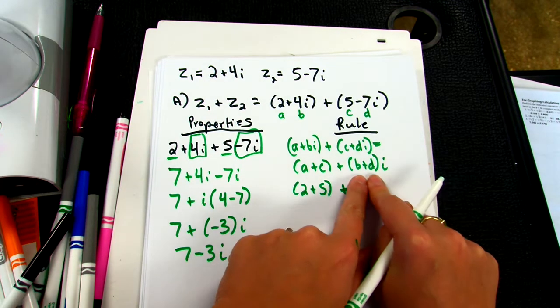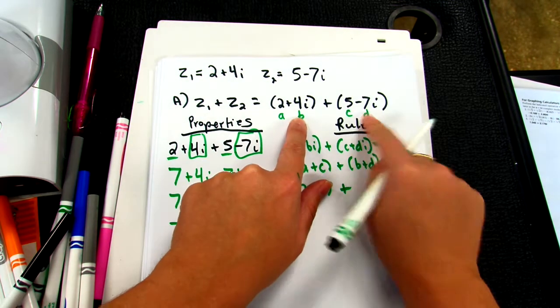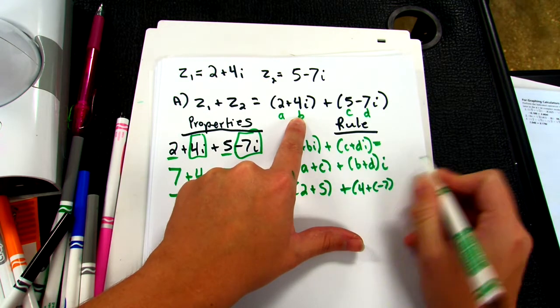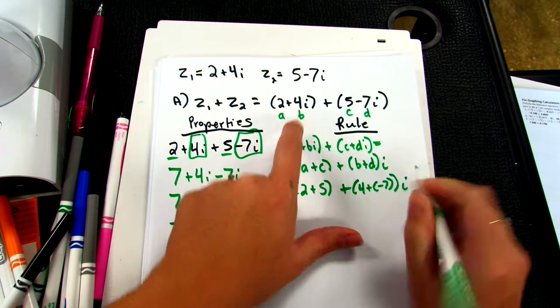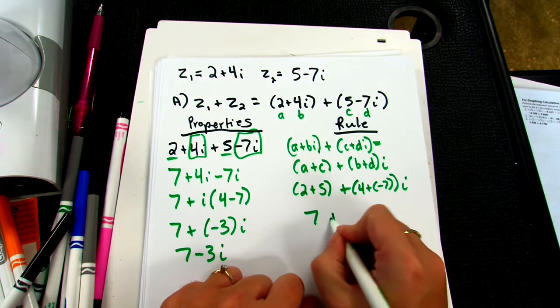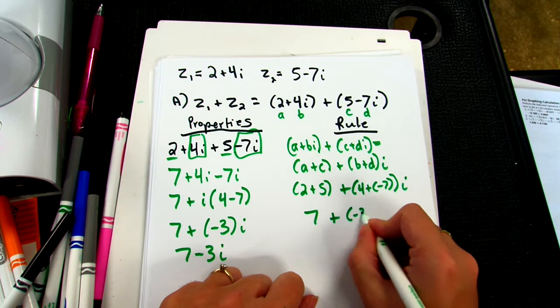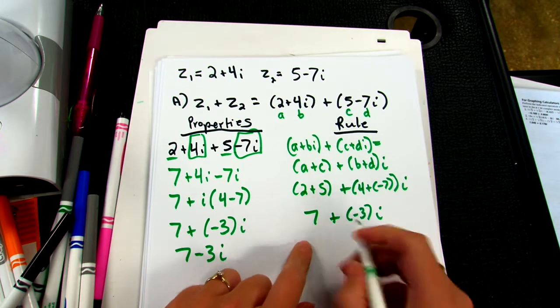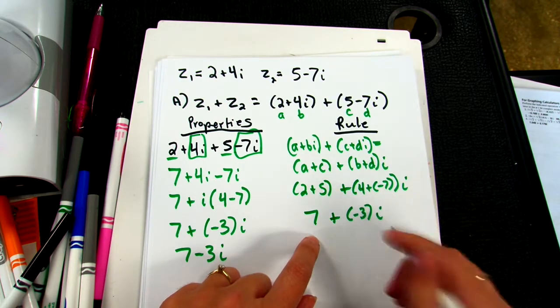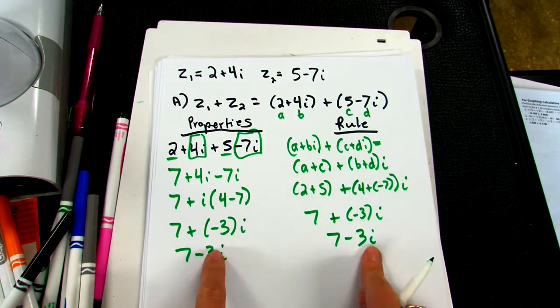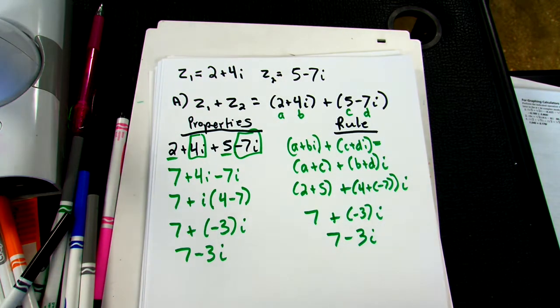plus b plus d, so 4 and negative 7. So 4 plus negative 7, i. Well, 2 plus 5 is 7, plus 4 plus negative 7 is negative 3. And then negative 3i is just minus 3i, so 7 minus 3i. Same answer. There you go.